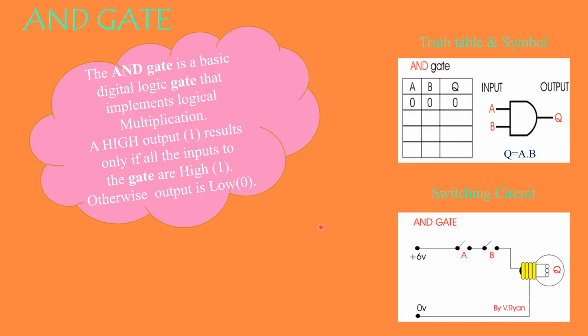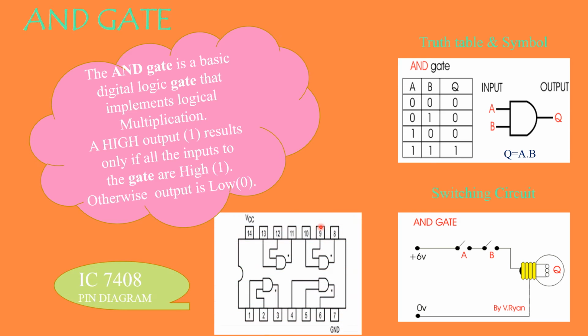So next comes your IC. What is the IC used for your AND gate? IC 7408, a number you will come across in your analog and digital laboratories. This will be very useful and you have to learn your pin diagram by heart. Only then can you give your connections. You have to remember which of the pins are your inputs and which are your outputs.